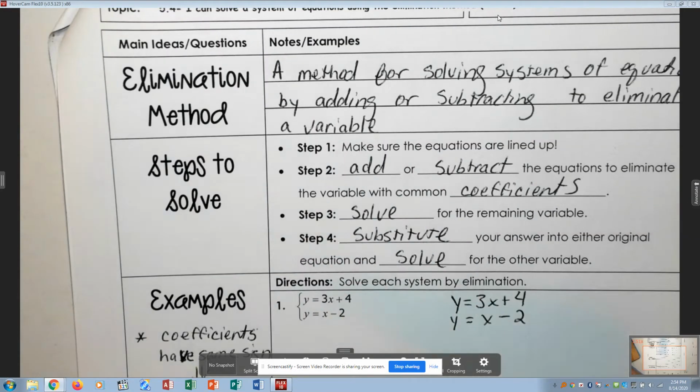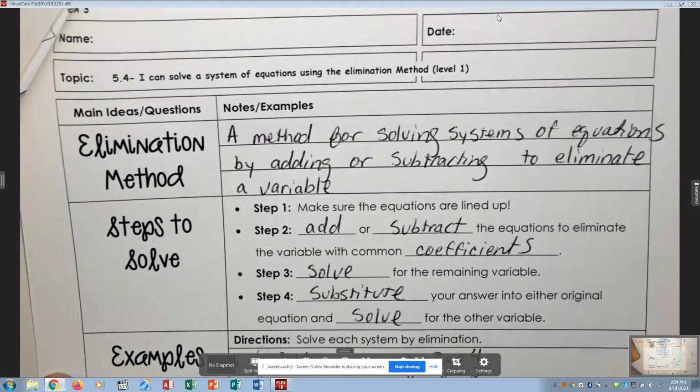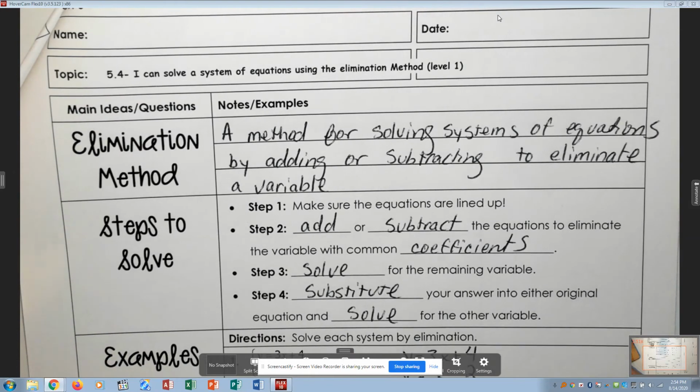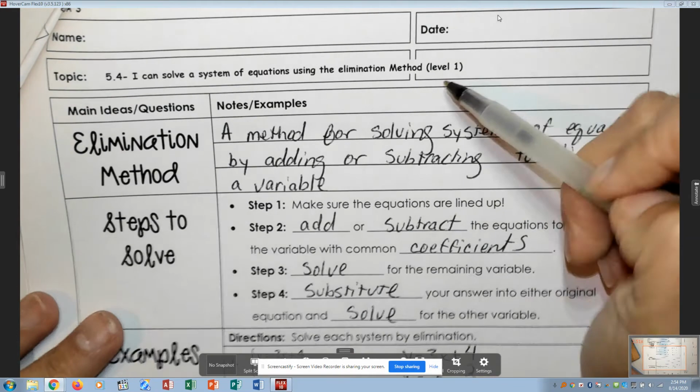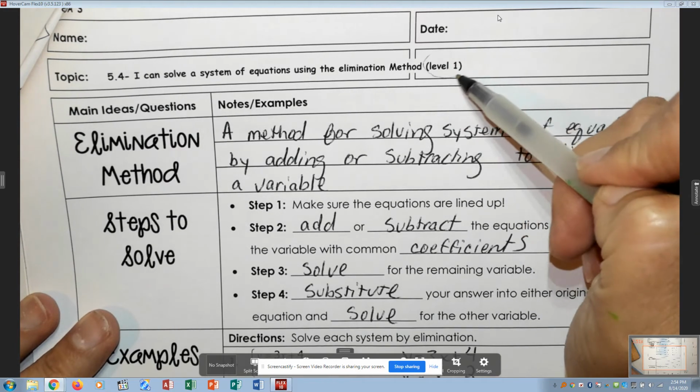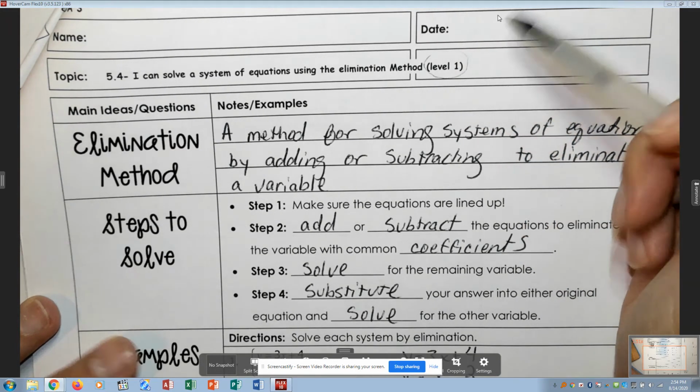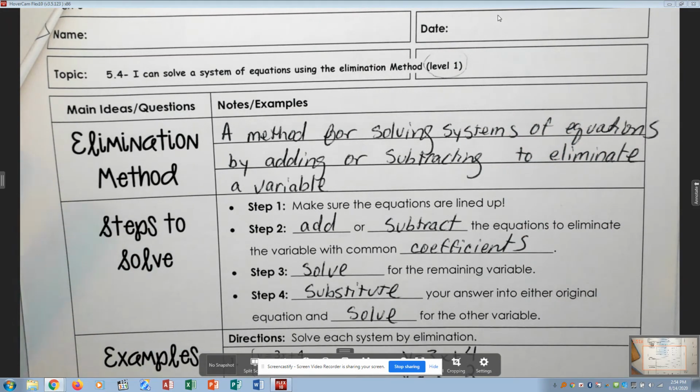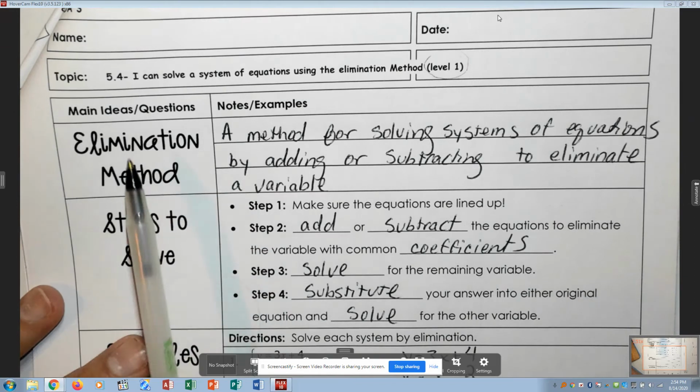All right, we are going to learn the final method for solving systems of equations, and it is called the elimination method. This is going to be called level 1 because it's going to be a little bit more basic than level 2.